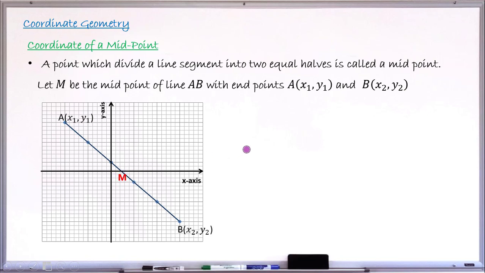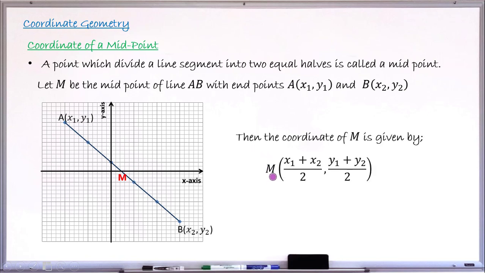And what we need to do, we simply use this very simple formula. The coordinate of the point M, where M is the midpoint, is nothing but the x coordinate of M, which is x1 plus x2 divided by 2, where x1 is the x coordinate at the point A, look at it, and x2 is the x coordinate at the point B.